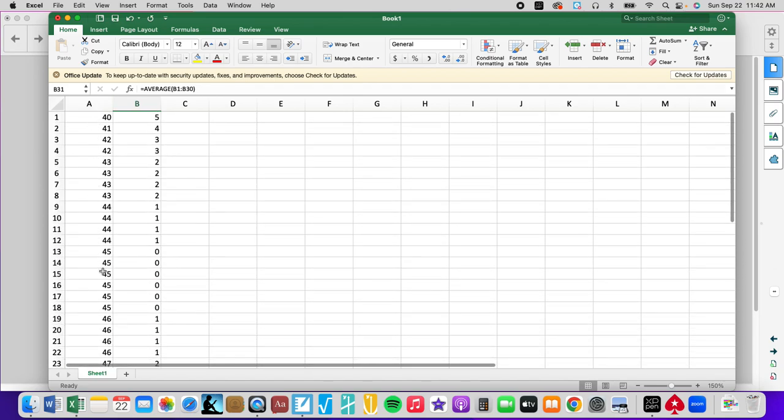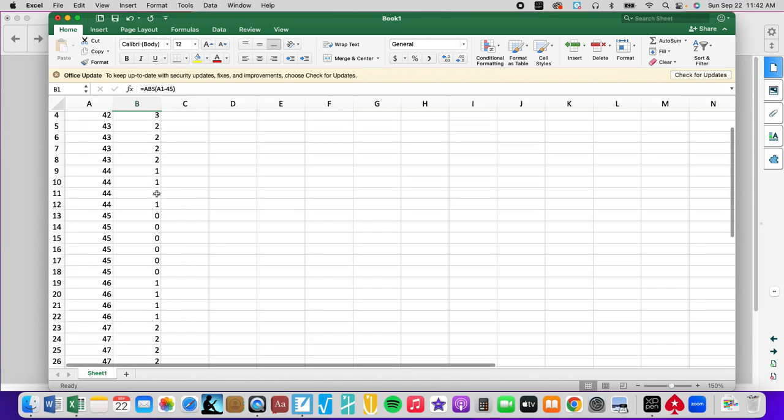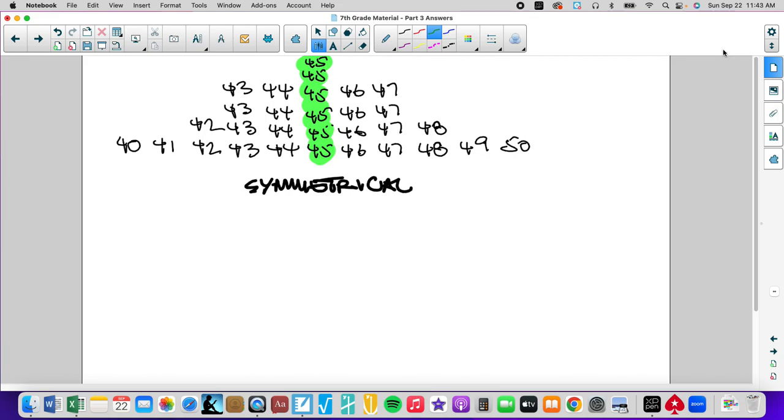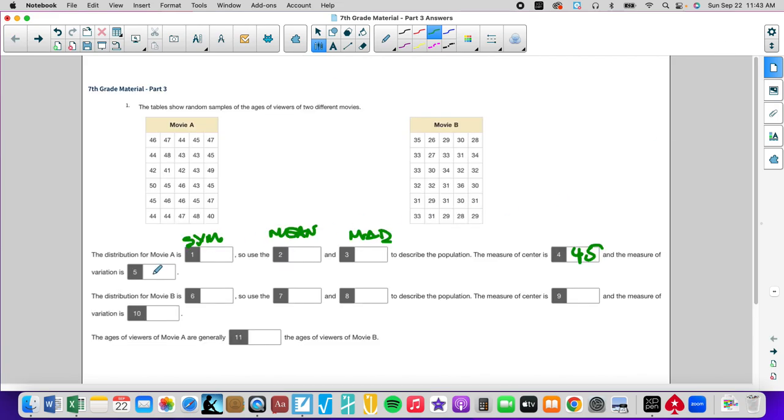So we take each number and subtract it from the average. The average was 45. So we took that number, subtracted it from 45, and we took the absolute value. We took just the distance. So that's 5 from the average, 4 from the average, and we did it for each of the individual data points. And then we added up all those distances, and then divided it by the number of numbers, and we got 1.8. So this value right here is going to be 1.8.